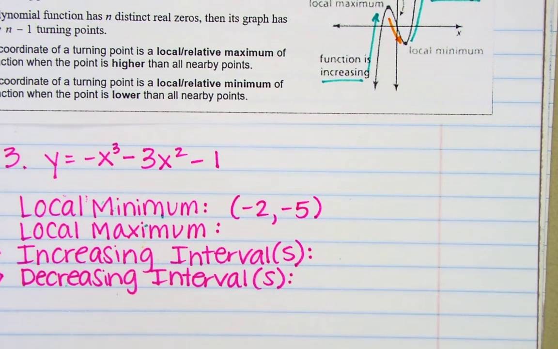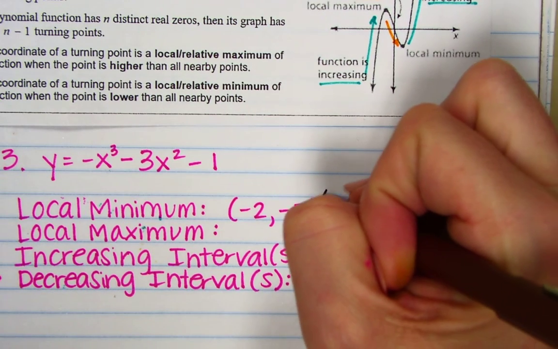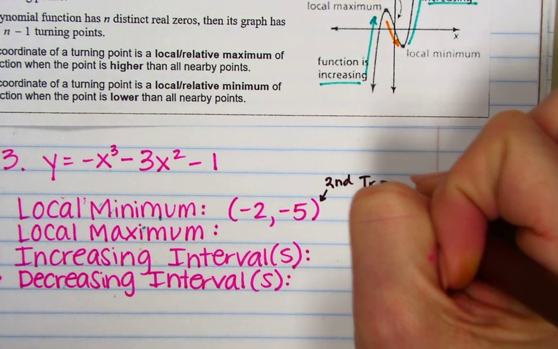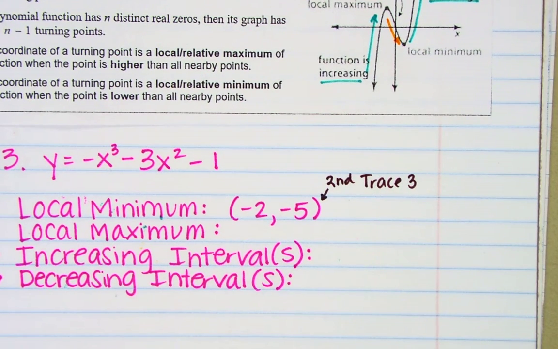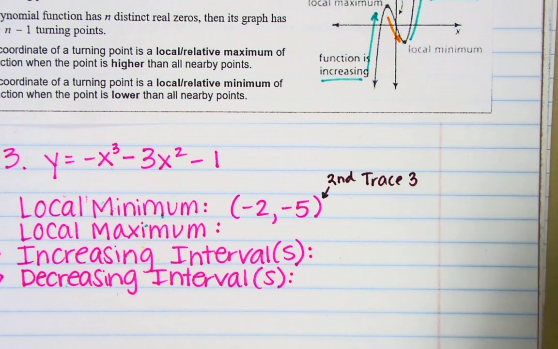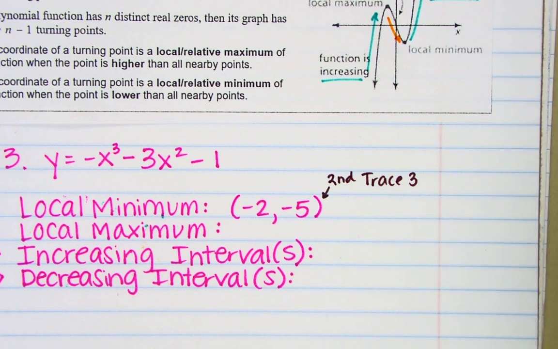Okay, -2, -5. Now I'm going to put a little note on here. I did second trace 3. Because this is what our notes are for, to tell us how did we get that answer. If you just put the problem and the answer, your notes are worthless if you don't remember how you got that answer, right? So if I put a little note for myself, oh, I got it by doing this, then that'll help you in the future.